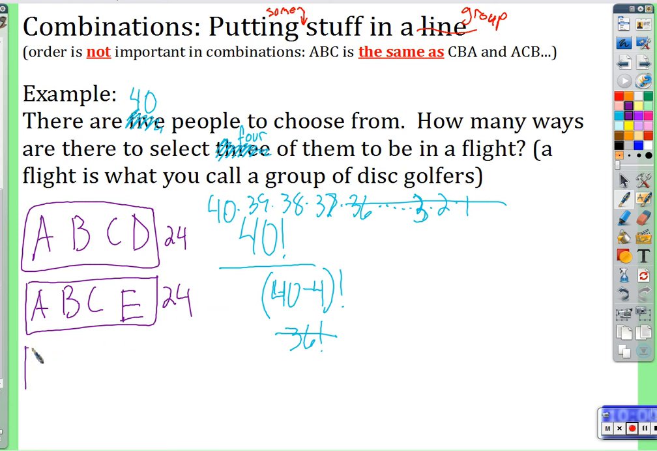We're counting it 24 times too much. How about the group A, B, C, and F? We're counting it 24 times. You get the idea? Divide by 24. So we'll divide by 24. And how did we figure out it was 24? How did we get the number 24? 4 factorial, right? So we divided by 24, 4 factorial.